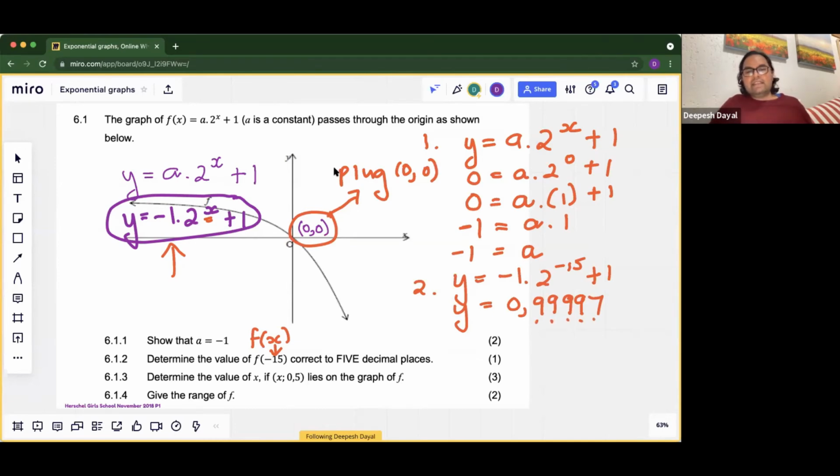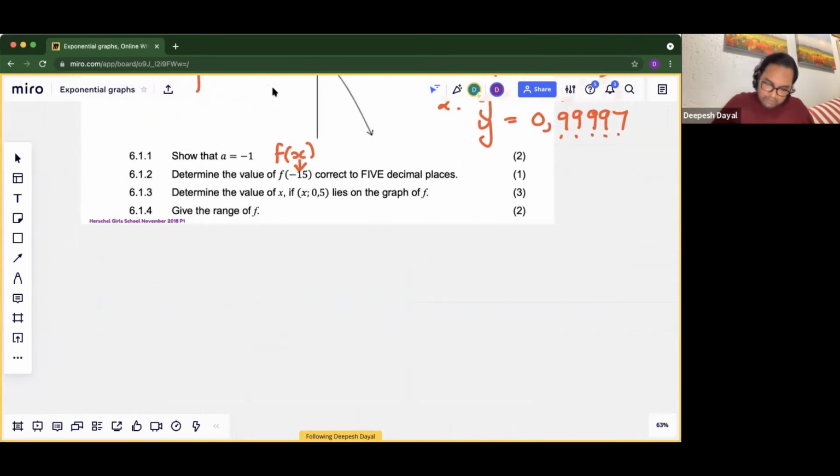Determine the value of x if (x; 0.5) lies on the graph of f. So let's do this. Let me move this up so we have more space. And we've got the equation y equals minus 1 dot 2 to the power x plus 1.